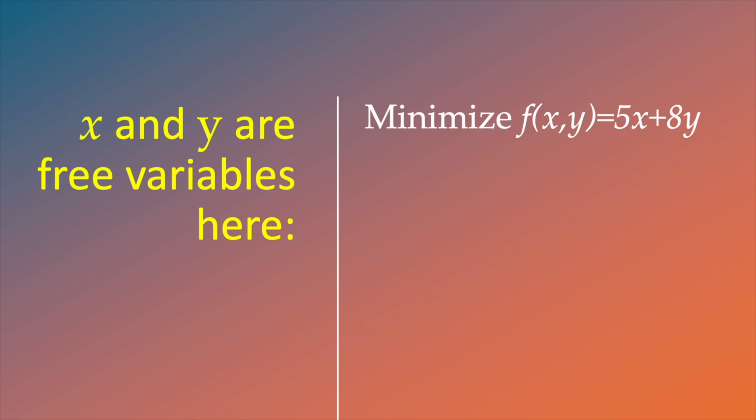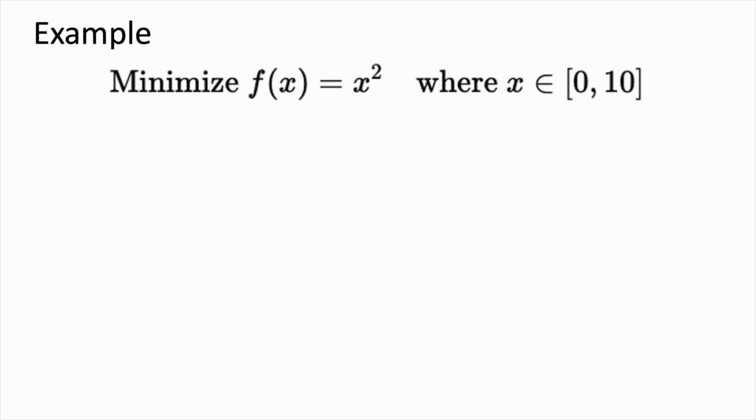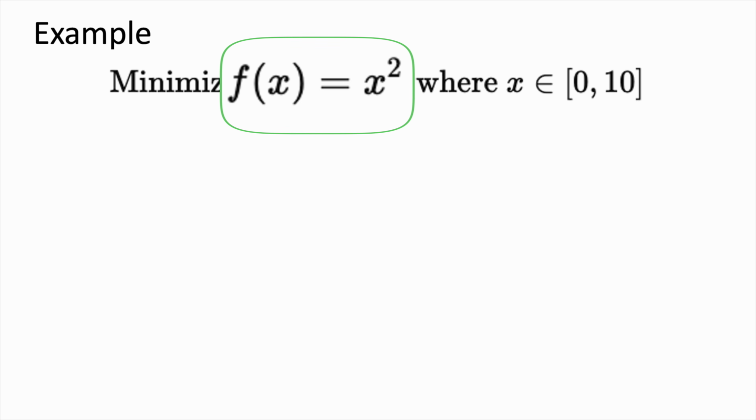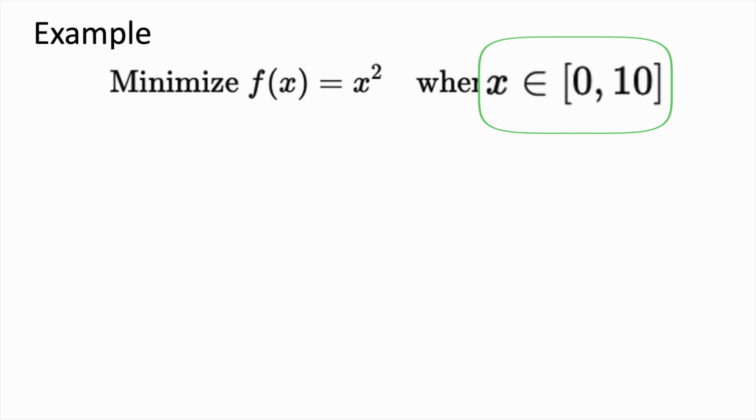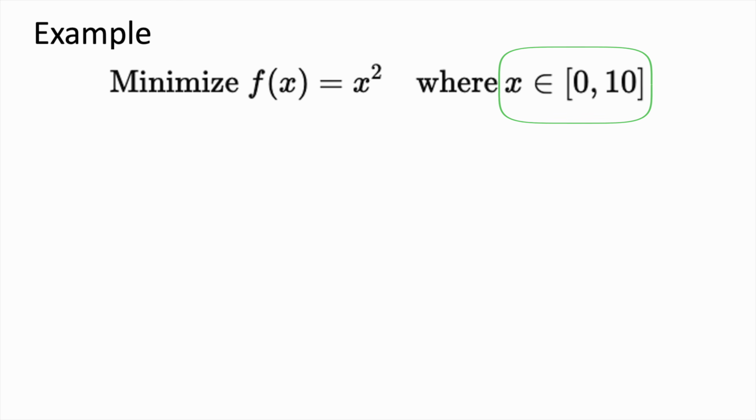All right, we've covered the basics. Now, let's examine this nonlinear function. We are minimizing x squared, where x can take any value between 0 and 10. This objective function involves a single variable, x. But is x a free variable? No, because x is restricted to the interval from 0 to 10. It is not free to take any value. Therefore, x is a constrained variable.